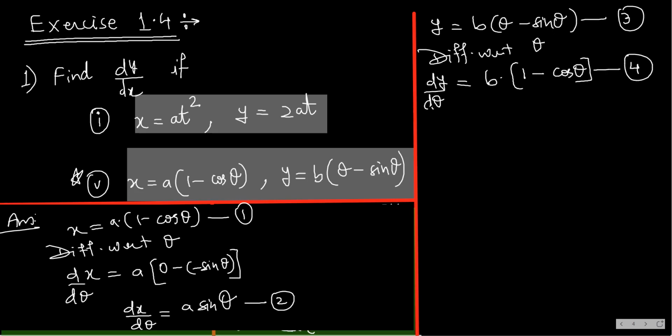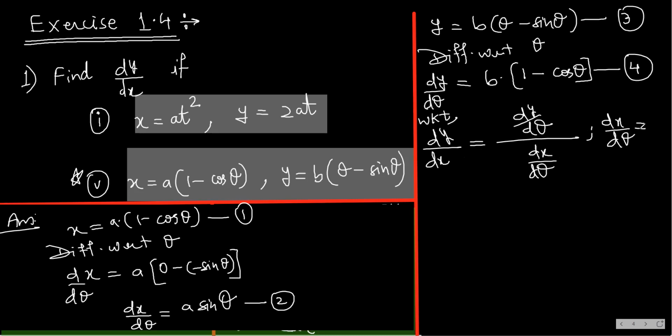Now, by the theory of derivative of parametric functions, we know that dy by dx is dy by d theta upon dx by d theta, where dx by d theta shouldn't be 0. So I now substitute dy by d theta as b into 1 minus cos theta, and dx by d theta as a sin theta.